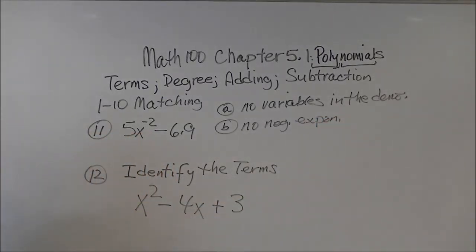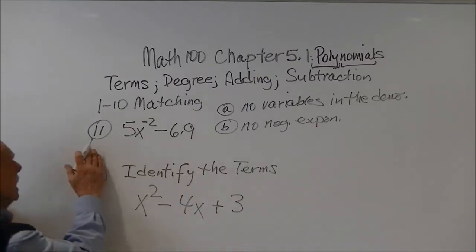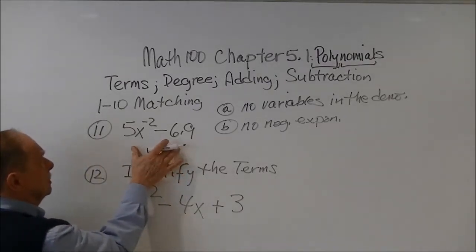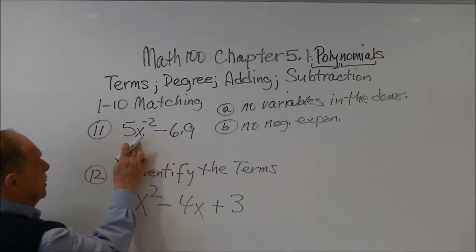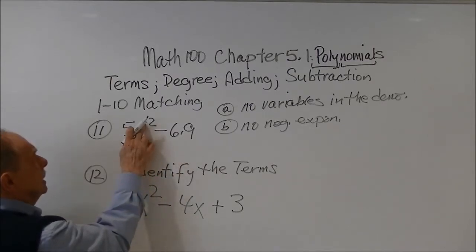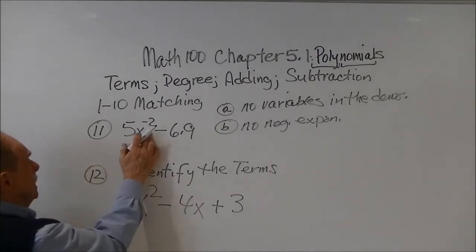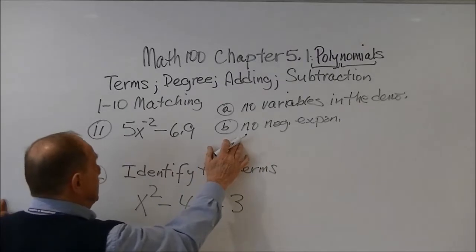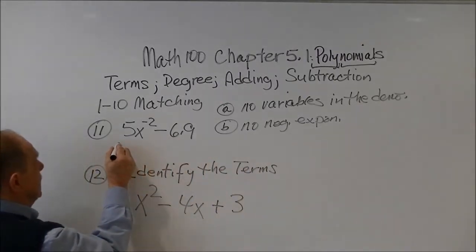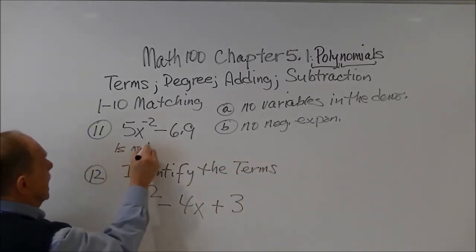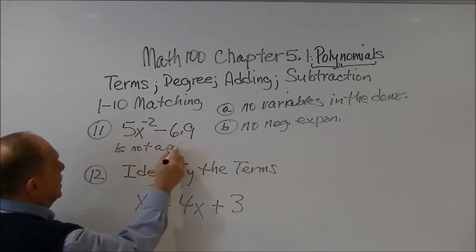So you had to read that in the textbook, and it may be in our slideshow too. So as we look at example 11, there are two terms here. But here we see on the variable, there's a negative 2 exponent. Because of that, and that would be part B, this is not a polynomial.